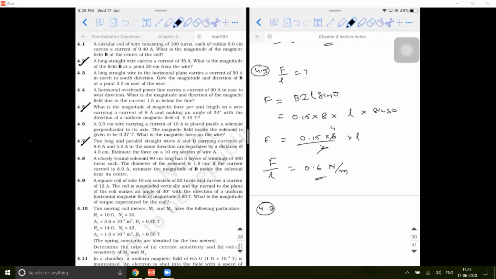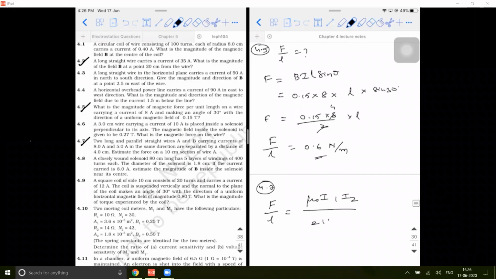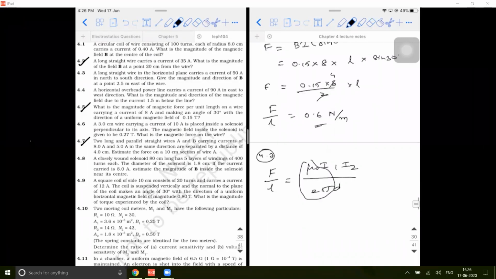So direct formula only, no sir. Yes, yes. You need not sit and do the whole derivation again. Okay, okay. So 2 into 10 power minus 5. Mu naught, I don't know the answer, I'll also do it along with you. So mu naught I1 I2 divided by 2 pi d. So mu naught by 2 pi is nothing but 2 into 10 power minus 7. And what is the value of current? 8 and 5. So 8 into 5 divided by what is the distance of separation? 4 centimeters. So 4 into 10 power minus 2.